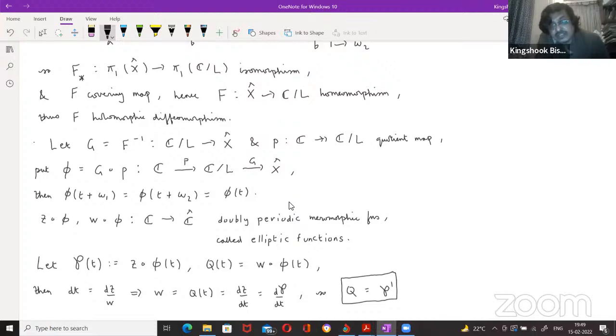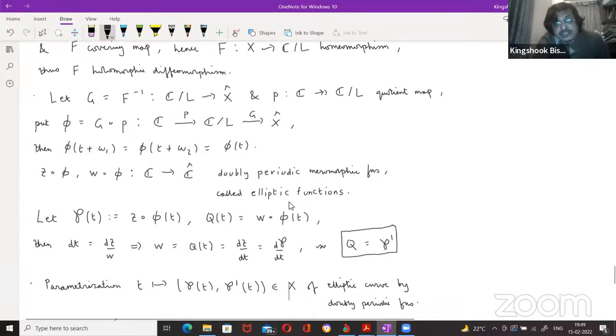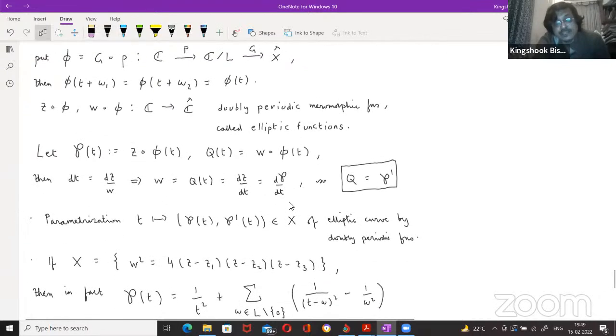So these are not expressible in terms of trigonometric or exponential functions, because those are singly periodic. These are doubly periodic. These have two periods which are linearly independent, omega 1 and omega 2. So finally, we get a parametrization of the algebraic curve by doubly periodic functions. So let's call P of t the Z coordinate composed with this map phi of t, and Q of t is the W coordinate composed with phi of t.